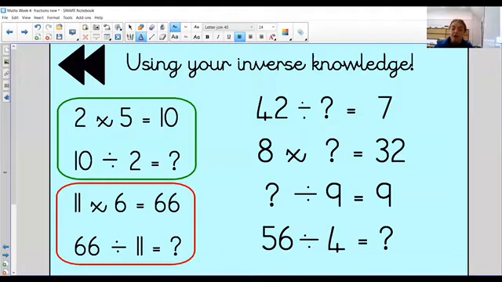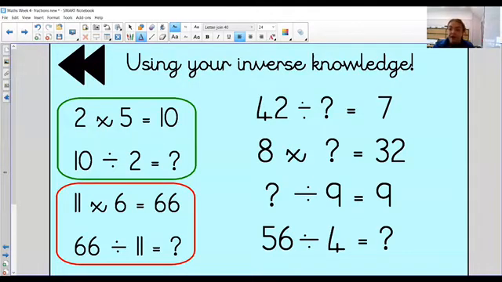Okay, so have a little go at those questions then for me, using your knowledge of inverse, and thinking about what information you have. Do you have the parts? Do you have how many is in each part, or do you have the whole? Once you've had a go at those, come on back to see what we're going to be doing today.